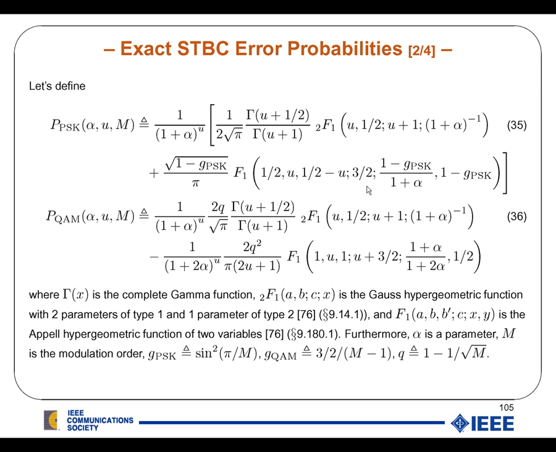Also for reference, let us define these variables here. They are valid for PSK and for QAM modulations, which depend on a factor alpha, U being the product of transmit and receive antennas, and M being the modulation index. We have the gamma function here, we have the Gauss hypergeometric function here, and we have the Appell hypergeometric function right here.